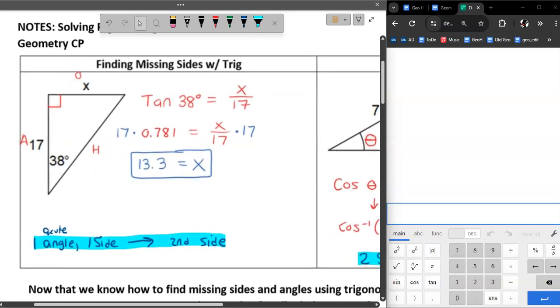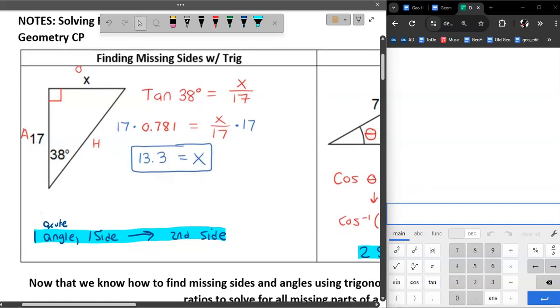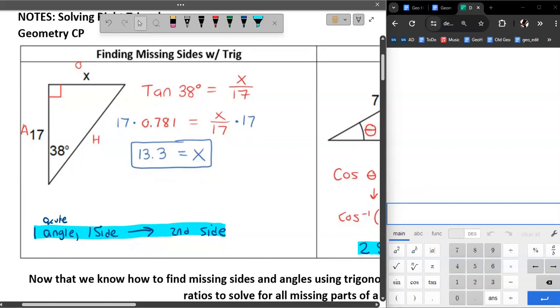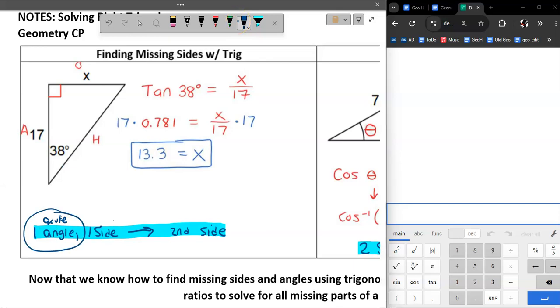Starting with the most recent things we learned, and that is using trig ratios to find sides and angles. In order to use trig ratios to find sides and angles, you need to know one acute angle and you need to know one side length. And once you have those 2 pieces of information, then our goal is to find a second side. And then from there, we'll talk about how you find the third side after that. There's an example that you see above of how we can do that.